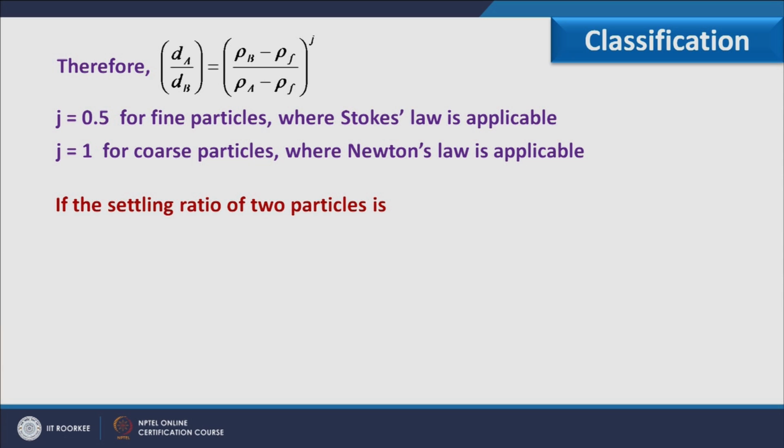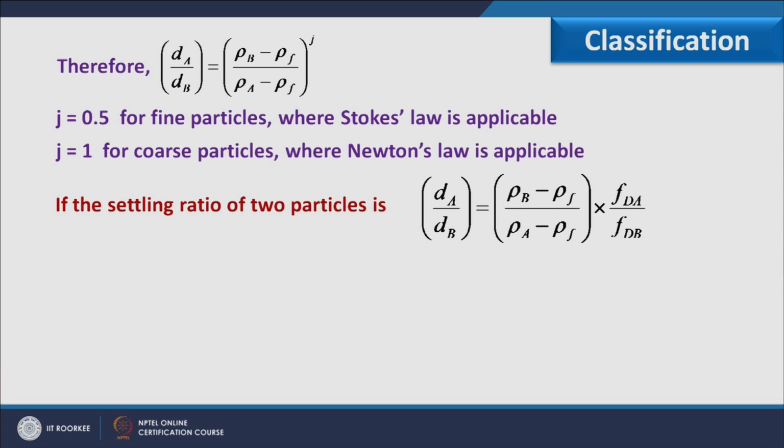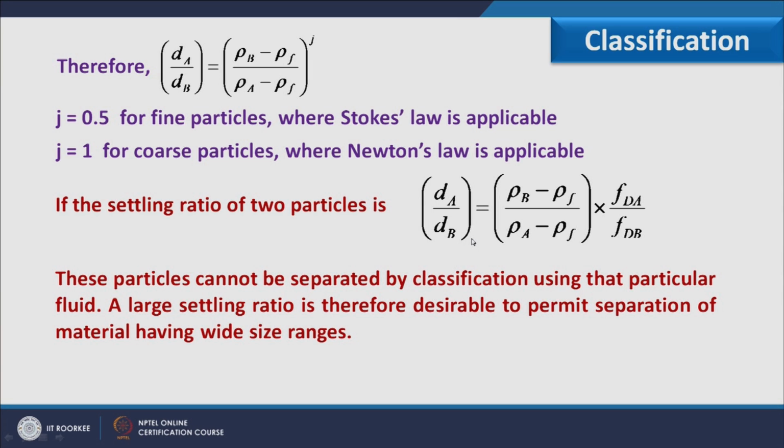So, if the settling ratio of two particles is dA by dB equal to rho B minus rho F divided by rho A minus rho F into Fda by Fdb, this is the generalized relation of the settling ratio of two particles. So, you can understand that this is the settling ratio of equally falling particles. These particles cannot be separated by classification because they are equally falling using a particular fluid. A large settling ratio is therefore desirable to permit separation of the material having wide size ranges.